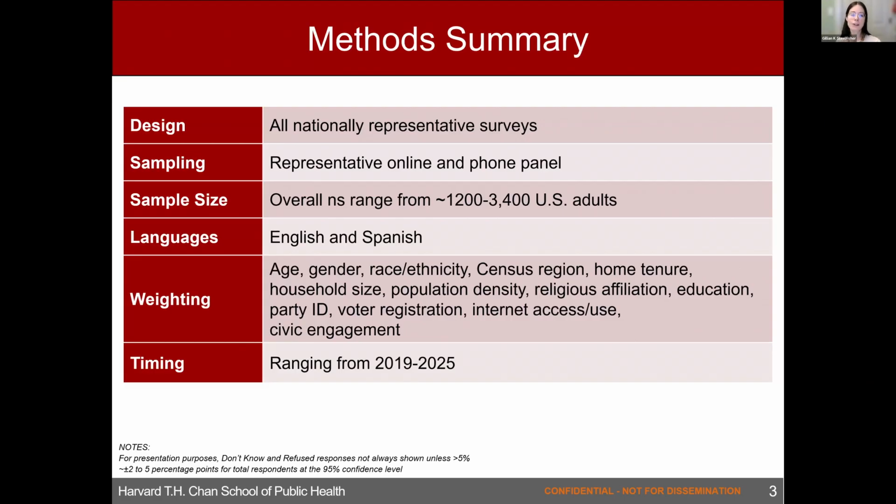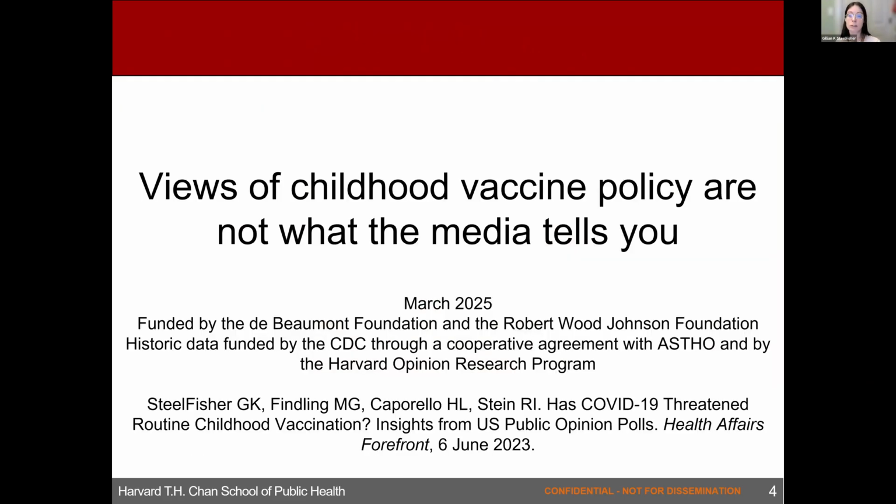Okay, so I promised the first issue that we're going to address is that the views of childhood vaccine policy are not what the media tell you. We have published some of these results, so you can look for that as well. I'm grateful for funding from the Beaumont Foundation and RWJF, as well as our work with CDC, ASTHO, and NFID.